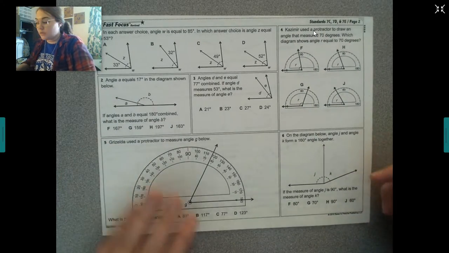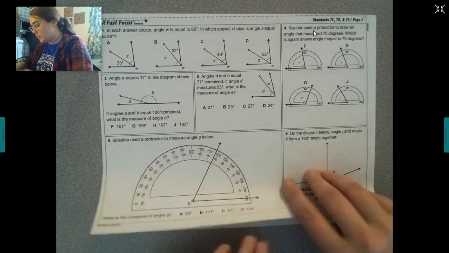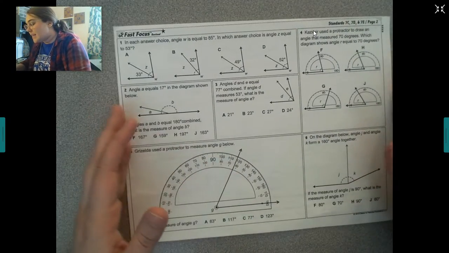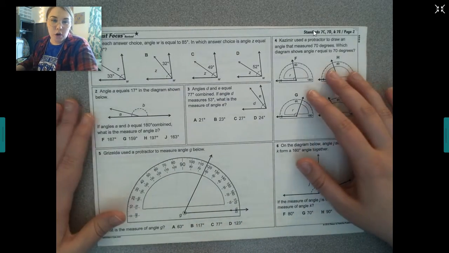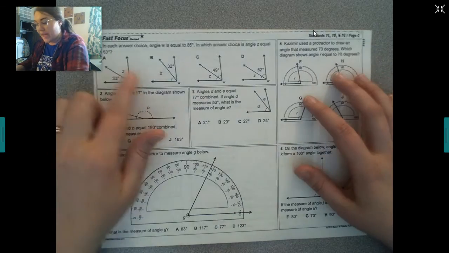You are going to work on something called a fast focus math. Now, we are going to be doing fast focus for the next several days, but there is either 1 or 2 pages. I don't remember if I put both of them in there. I think that I did. But these are put into word. It's the same thing I just taught you, but it's put in a word problem form. So let's look at this one.